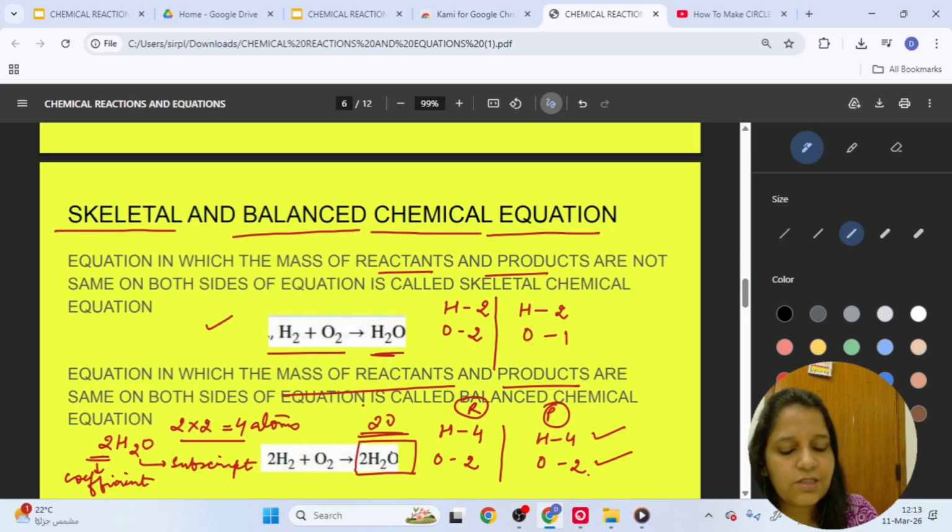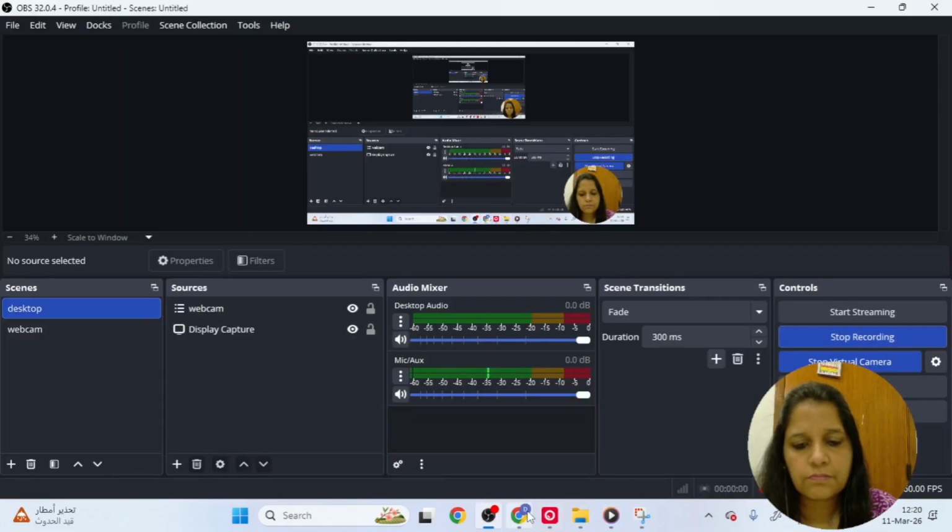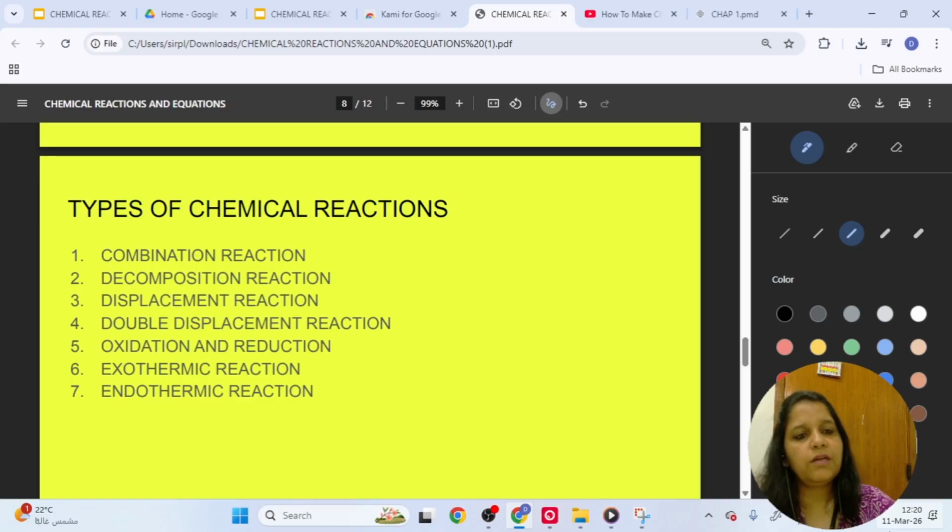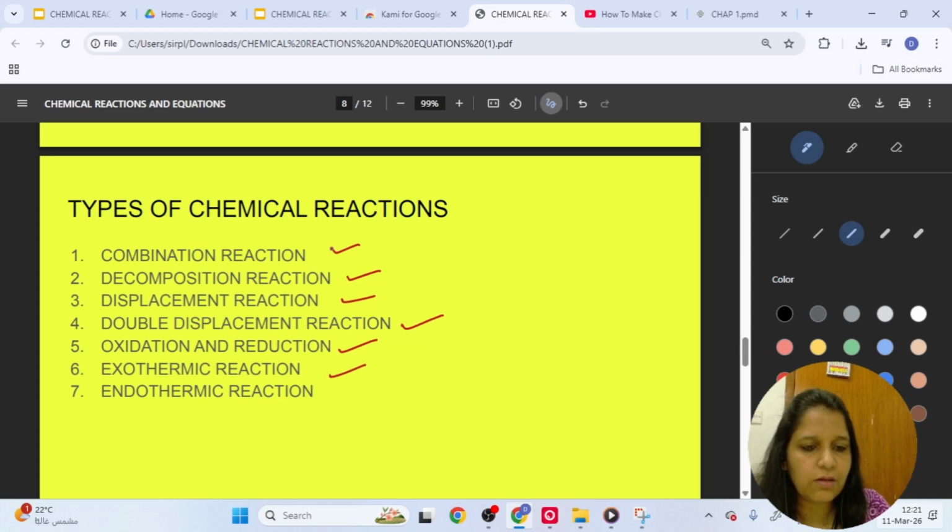So this reaction is, there are 6 different types of chemical reactions: combination reaction, decomposition reaction, displacement reaction, double displacement reaction, oxidation and reduction, exothermic reaction, and endothermic reaction. We are going to see all these reactions one by one.